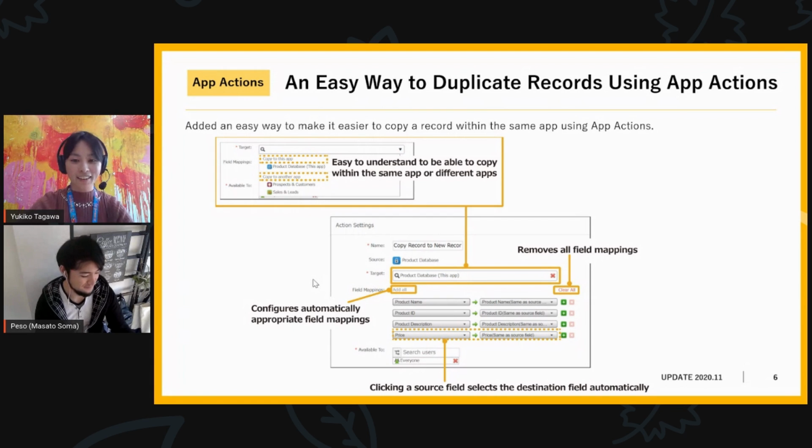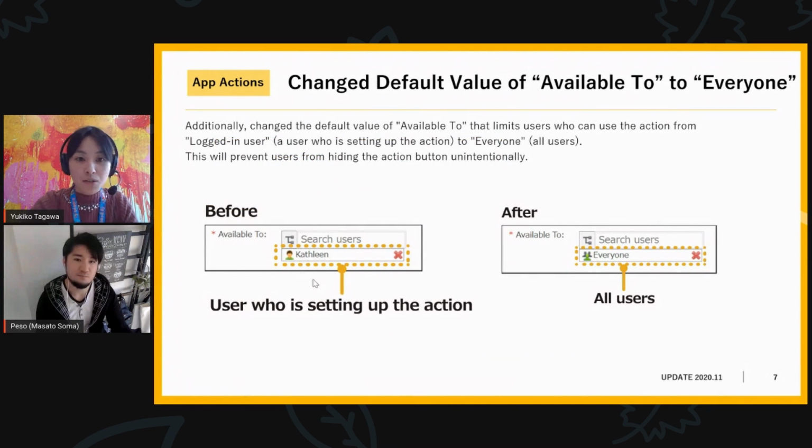Yes. Okay, thank you. So let's move on to the next one. We changed the default value of available to everyone. Can you explain this? Yes. As we mentioned, we are enhancing the action function. If you want to copy the record or send the data to other places, you usually don't want to use it by yourself, right? It's not usual. I think the more usual case is that the people who can use the app can use that action function.